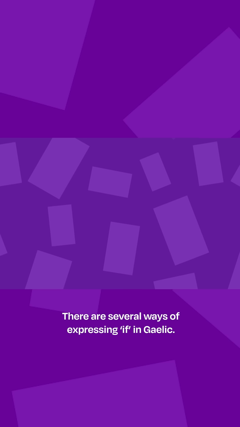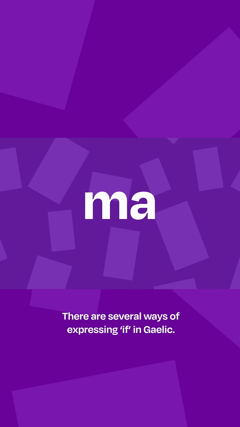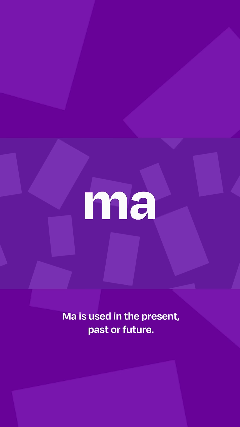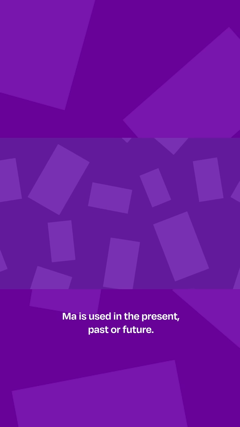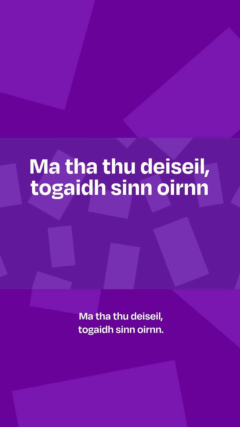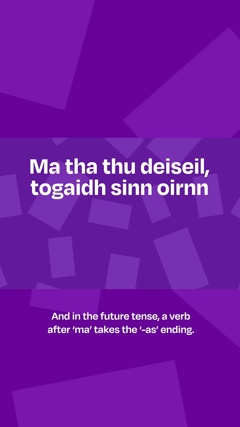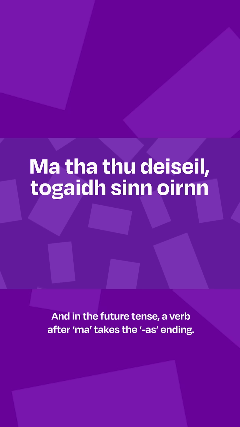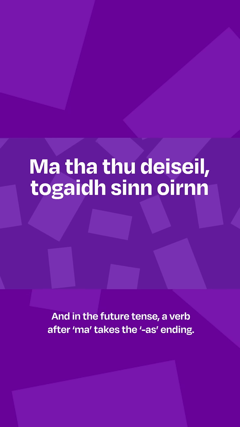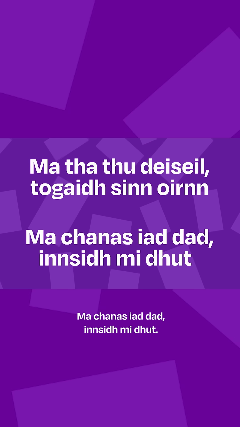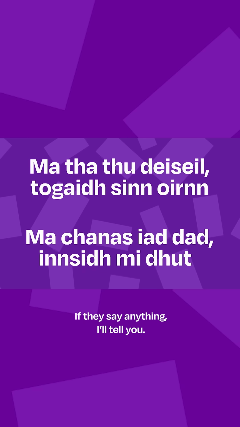There are several ways of expressing "if" in Gaelic. Ma is used in the present, past or future. Ma tha thu ciallach, tòisichidh sinn. If you're ready, we'll get going. And in the future tense, a verb after ma takes the future ending. Ma chanas iad dad, innsidh mi dhut. If they say anything, I'll tell you.